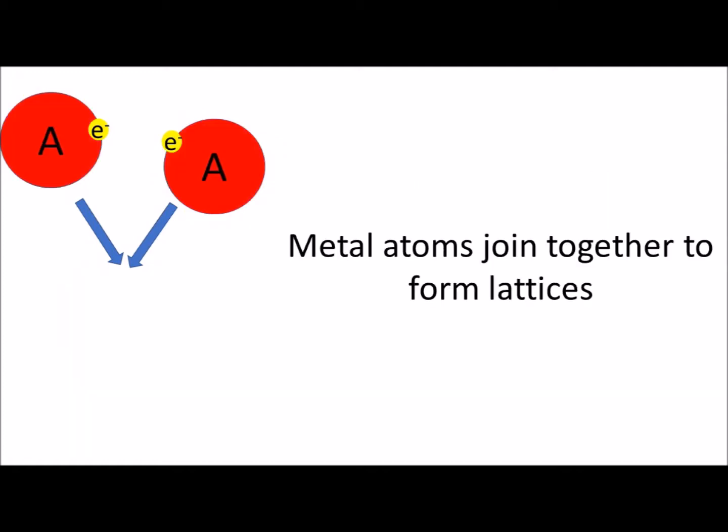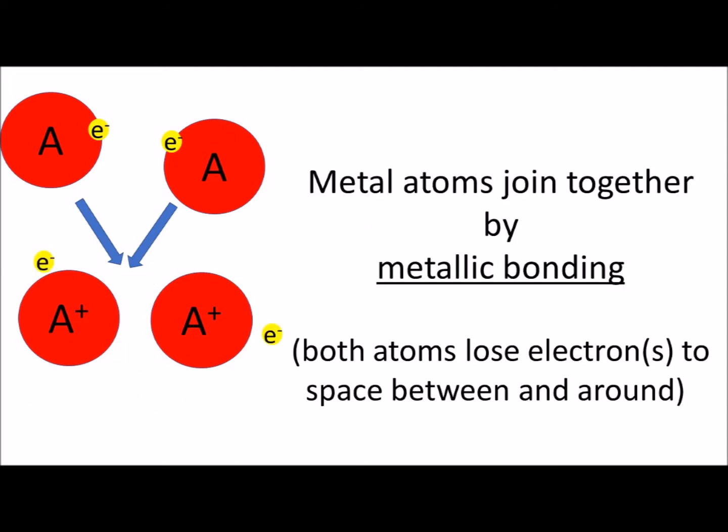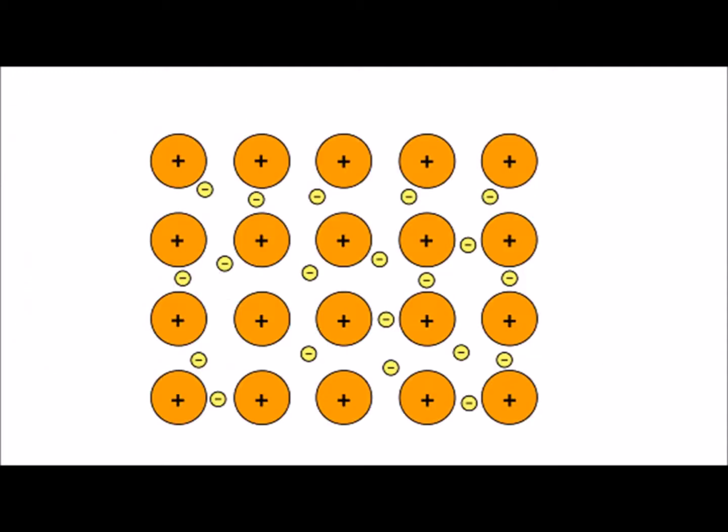In the second type of bonding, metal atoms lose electrons to form a lattice. They lose electrons to the space around and between them. When many atoms do this, we say there is a sea of free electrons or a sea of delocalized electrons. Because this only happens with metal atoms, we call it metallic bonding. And we represent this using a picture like this one.